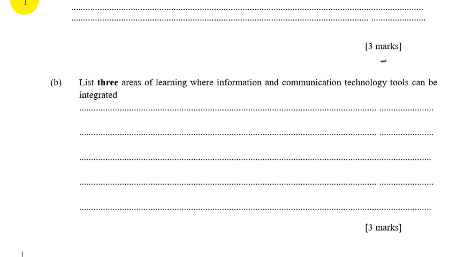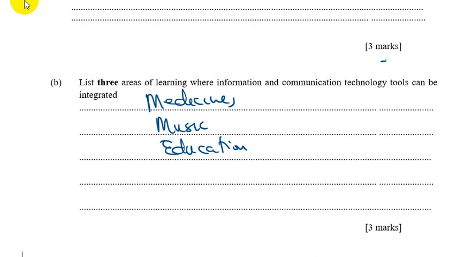Okay, list 3 areas of learning where information and communication technology tools can be used. This one you can just list anything. You can say medicine; in the field of medicine they need computers. In music, when they are producing a song, they use computers. In education, they use computers to collate. Anything that has a little bit of ICT in it, you can write. Business, they use calculators to do their calculation, right? If not anything, agriculture. So these are the fields.